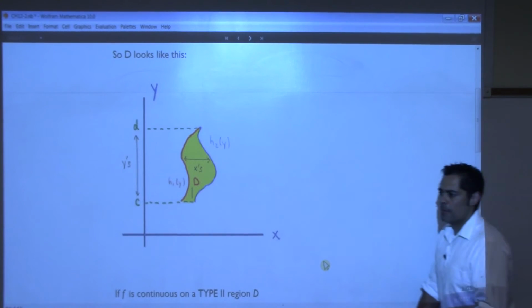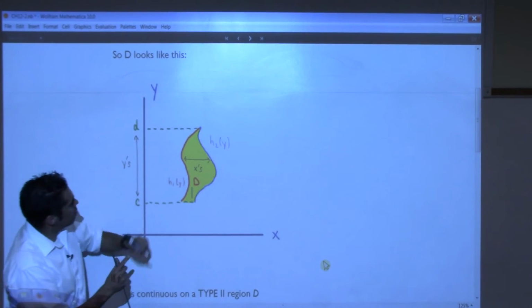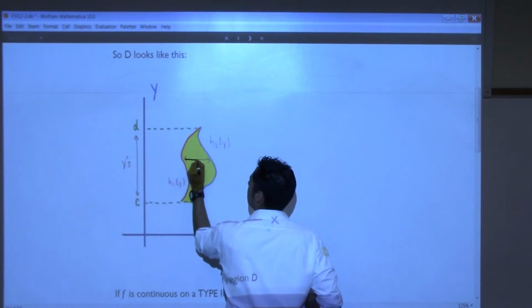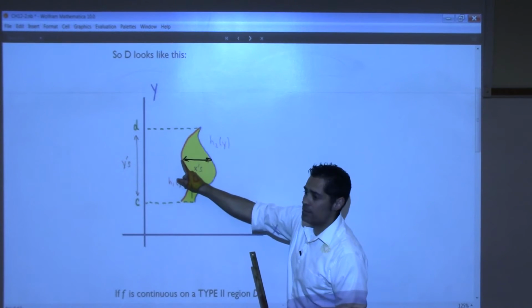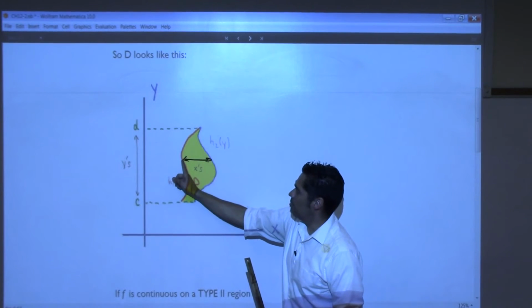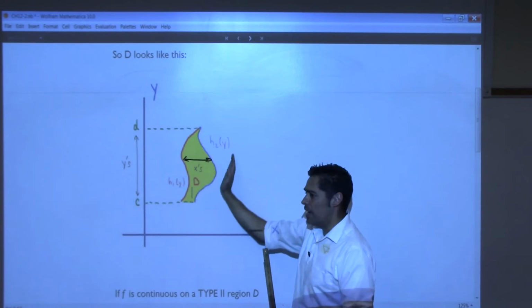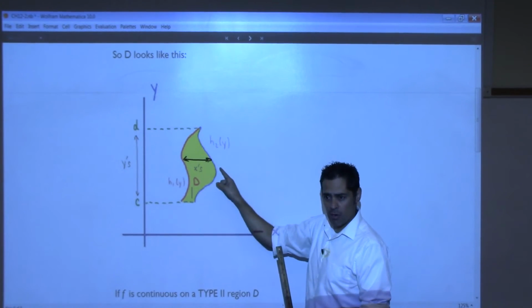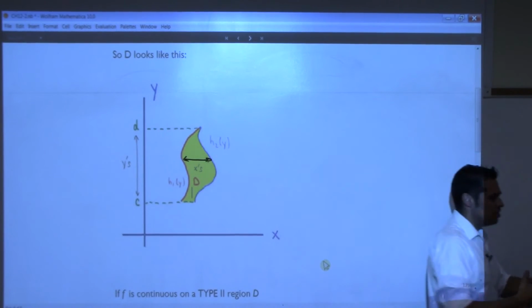Your y's are stuck between two places. If you draw a horizontal double arrow, then your left x value is bounded by the red curve. Your right x value is bounded by the blue curve. And so the blue and the red functions are both functions of y.